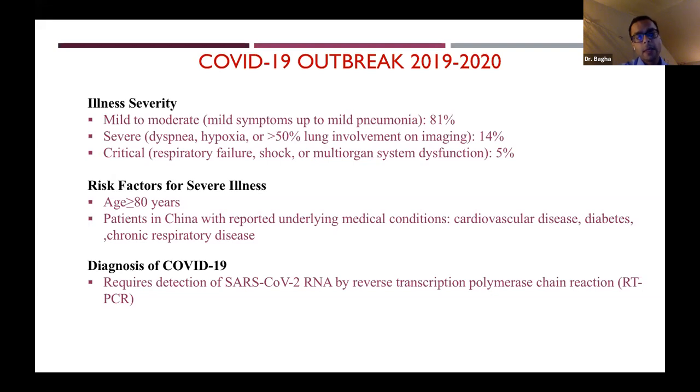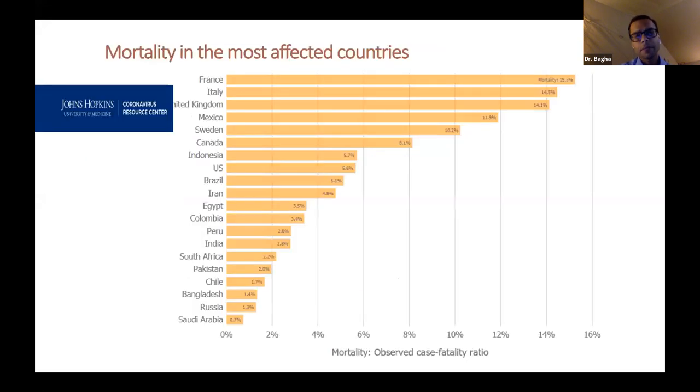So the risk factors for severe illness are, of course, the extremes of ages, anybody above the age of 80 years, anybody with underlying medical conditions like cardiovascular disease, diabetes, chronic respiratory diseases, like COPD and asthma, basically tend to get more severe illnesses. Even patients who are on immunosuppression or malignancies also tend to get more severe illnesses. Now, for the diagnosis of COVID-19, you're required to detect the SARS-CoV-2 RNA by the reverse transcriptase RT-PCR for you to confirm the diagnosis of COVID-19.